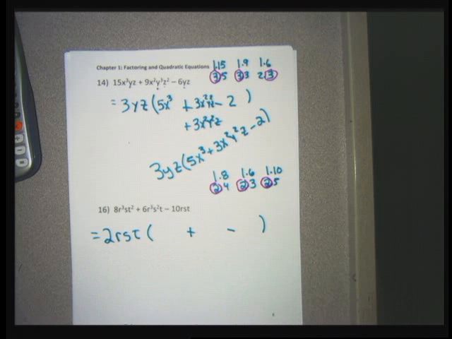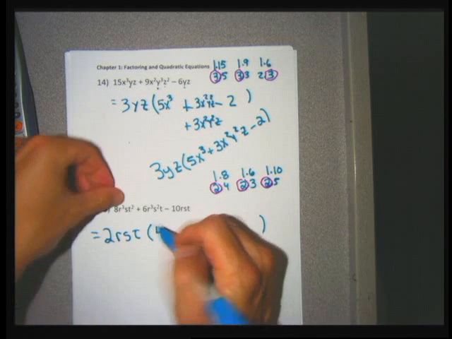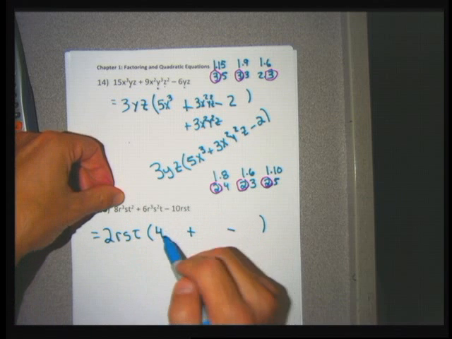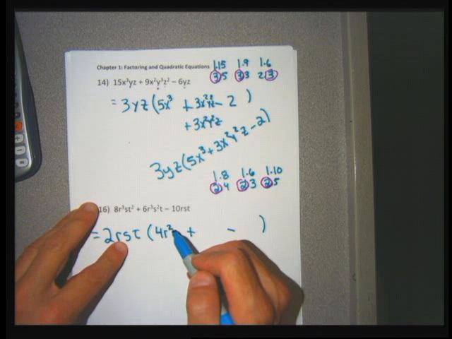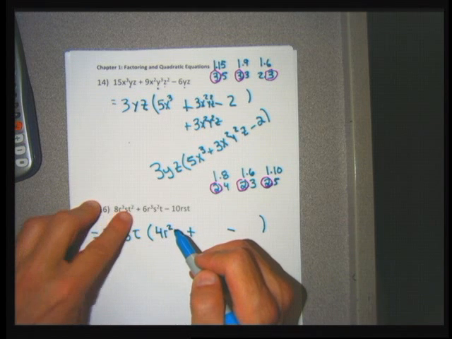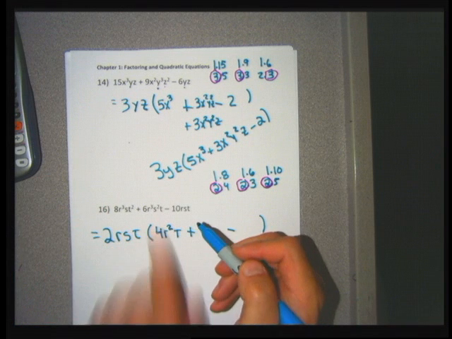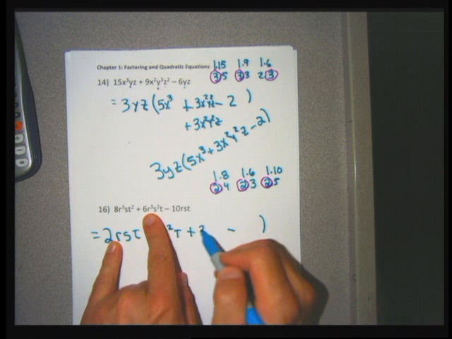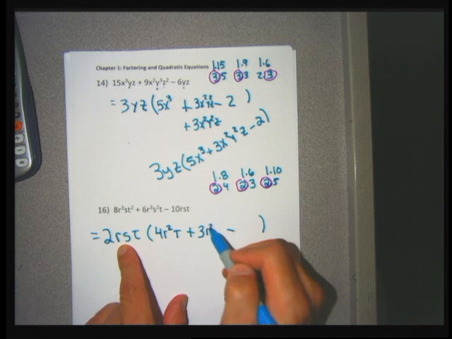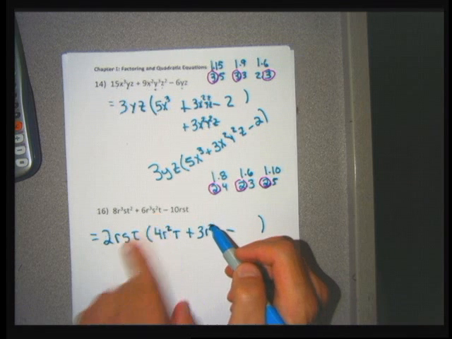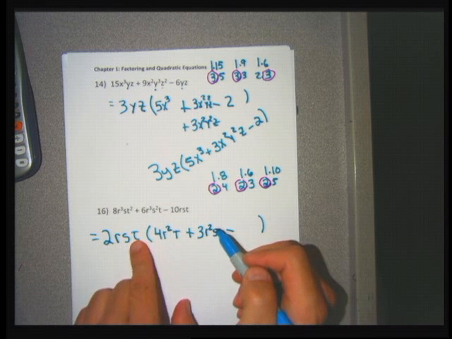First piece, I go 8 divided by 2 and get a 4. The first piece has 3 R's. I took 1 R out, so I have 2 R's left over. The first piece had 1 S, I took the S out, I don't have any S's left over. The first piece had 2 T's, I took 1 T out, I'm left with 1 T. Middle piece, 6 divided by 2 is 3. It had 3 R's, I took 1 R out, I'm left with 2 R's. It had 2 S's, I took 1 S out, I'm left with 1 S. It had 1 T, I took 1 T out, I'm not left with a T.